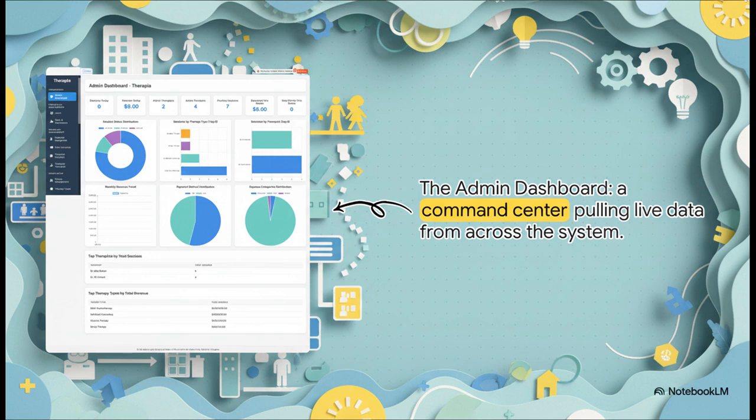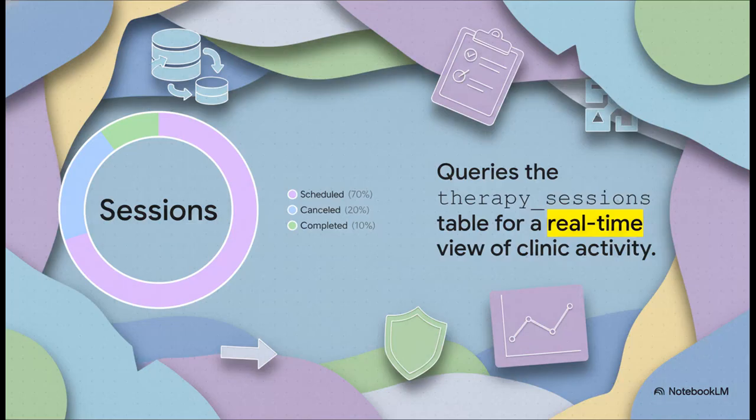Let's zoom in on a couple of these charts to see how it works. So take this donut chart. It looks simple, but what it's doing is constantly asking the therapy sessions table, hey, what's the status of every session right now? And then counting them up. This gives the manager a real-time snapshot of clinic activity. It's not just a pretty picture, it's an early warning system that can spot trends, like if cancellations suddenly start creeping up.